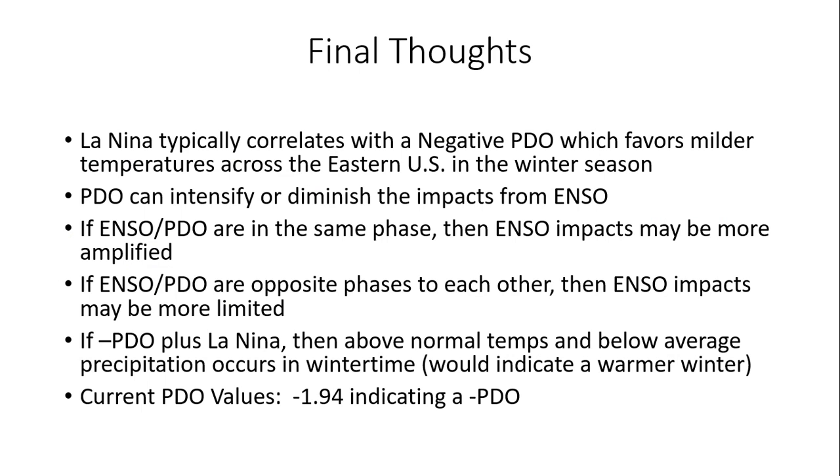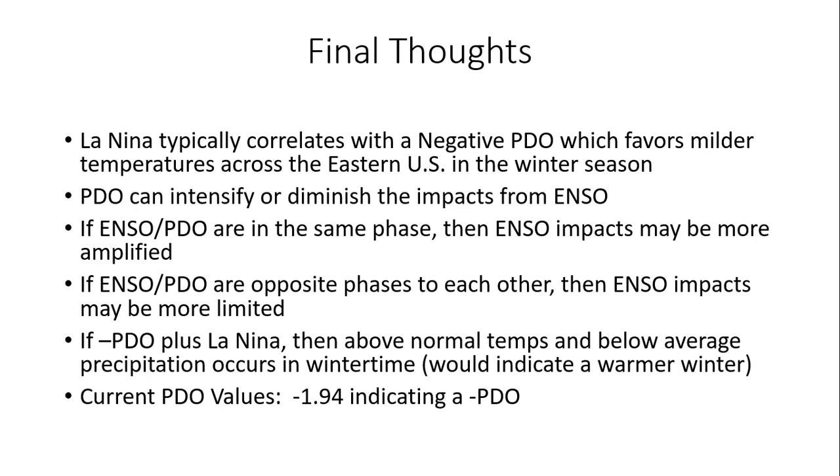La Nina typically correlates with a negative PDO, which favors milder temperatures across the eastern U.S. in the winter season. I wanted to start off with that main final point. So PDO and the ENSO work together. They can work together, or they can actually work in opposite directions, offset each other. But in general, if we have a La Nina winter, which we're expecting to see this upcoming winter, 2021-22, plus a negative PDO, which we typically have, by the way, right now, that generally favors milder temps across the eastern U.S. during the winter season.